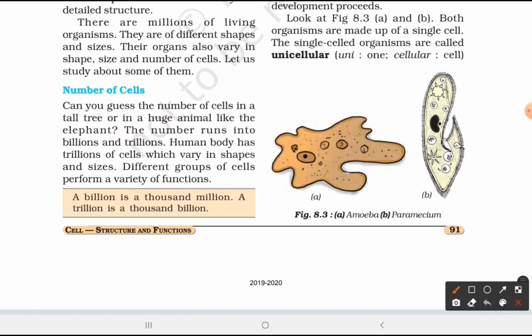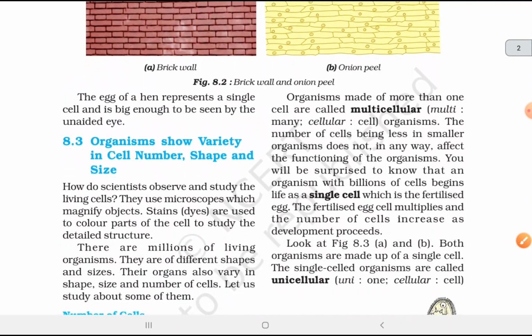Number of cells. Can you guess the number of cells in a tree or in a huge animal like the elephant? The number runs into billions and trillions. The human body has trillions of cells which vary in shapes and sizes. Different groups of cells perform a variety of functions. A billion is 1,000 million and a trillion is 1,000 billion. So you can understand how many cells are there.